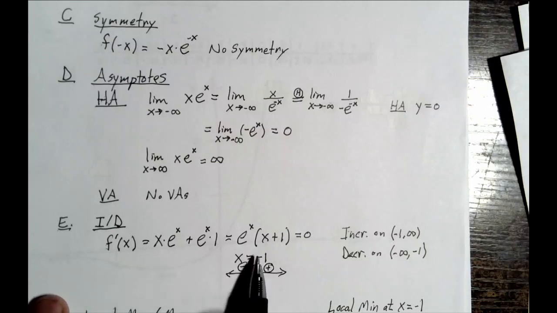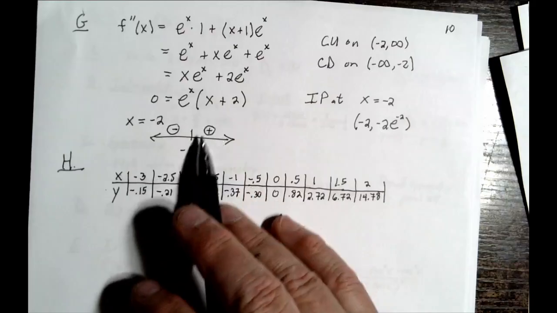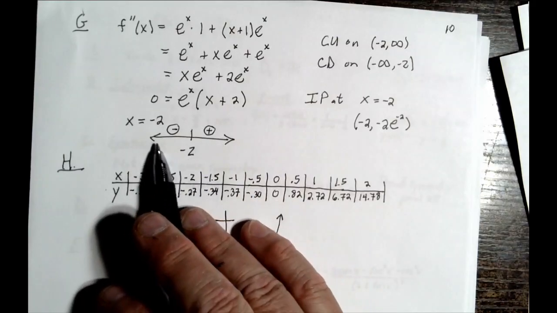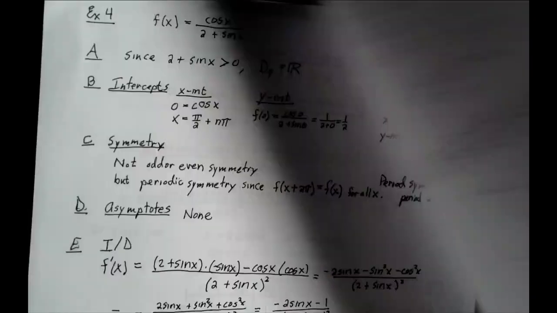When you take the first derivative and set it equal to 0, you get one critical number, and you find decreasing, increasing, so there's a min there at -1. You can take the second derivative and factor it, you get -2 as your only critical number, so you know it's concave down and then concave up, and you do have an inflection point there.